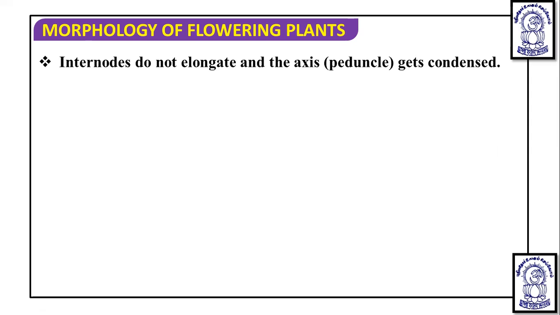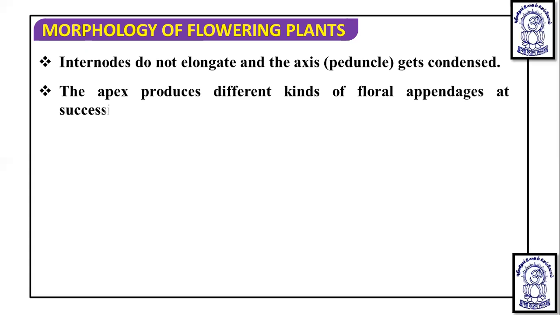So it should have a node and internode. But in the flower, the internode does not elongate, and due to this the axis or peduncle gets condensed. When the peduncle gets condensed, the apex produces different types of floral appendages at successive nodes. At each node, you will find different types of appendages instead of leaves, because all these appendages are modifications of leaves.